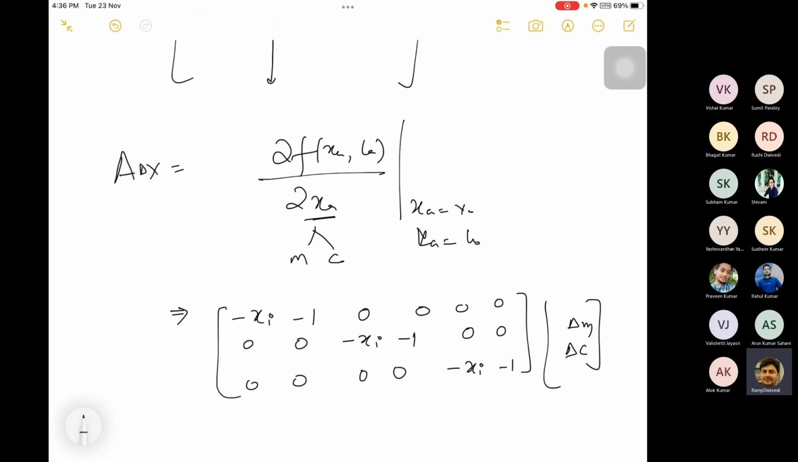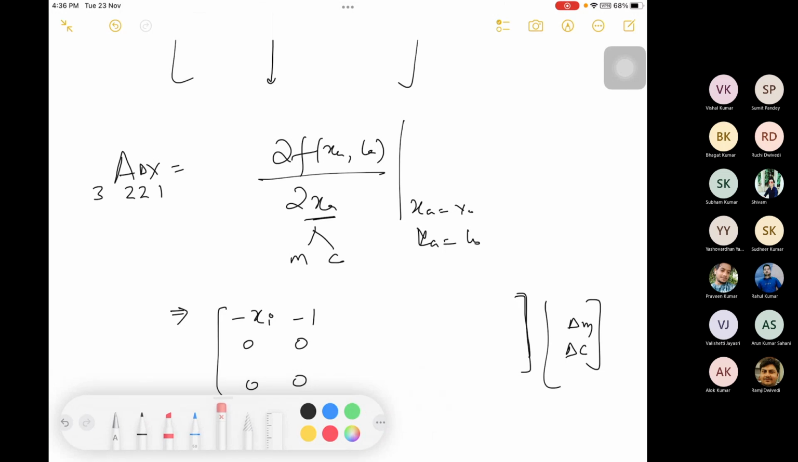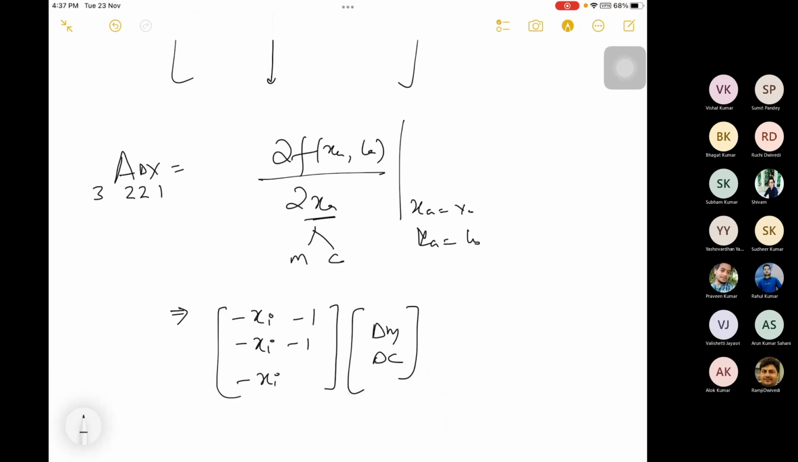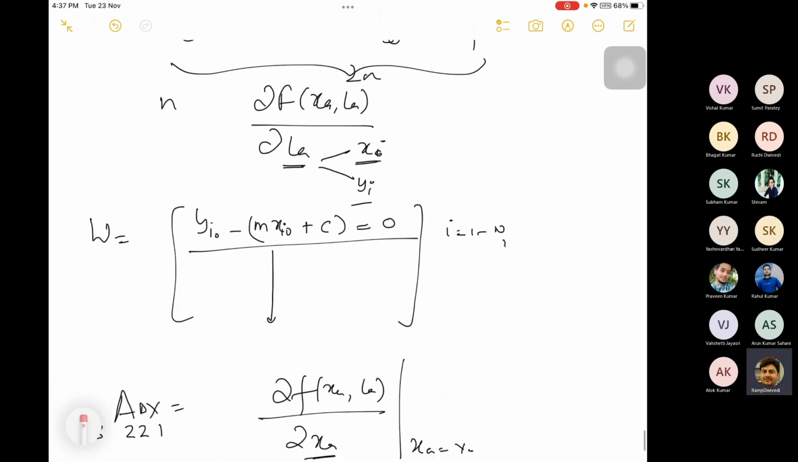Sorry, I have written it in 3 cross 2 only. So these brackets would be there. A would be 3 cross 2, 2 cross 1. So I've written this in a different fashion. Sorry, I just got into that flow. So this is A delta X. This is your W and this is your BV.